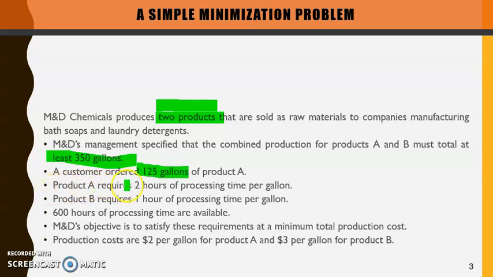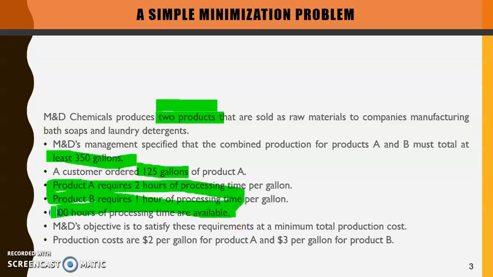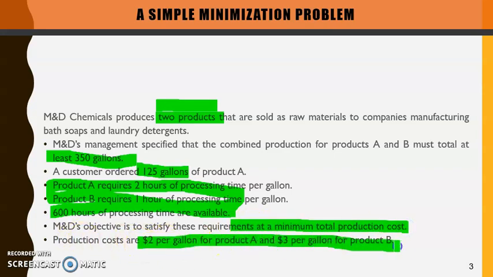Product A requires 2 hours of processing time. Product B requires 1 hour of processing time per gallon. And the total availability of time is 600 hours. It's very similar to the constraint that we had in the previous example that we discussed in the previous session. After that, it says the objective is to minimize the total production cost. So it is the objective function, and it is some details about the objective function.